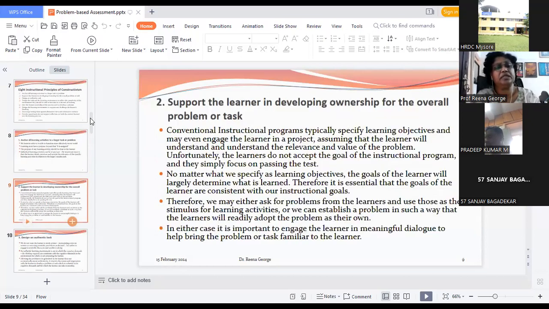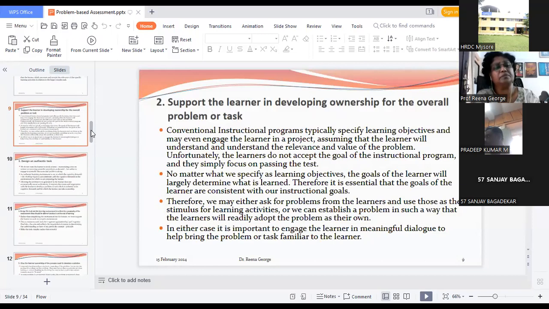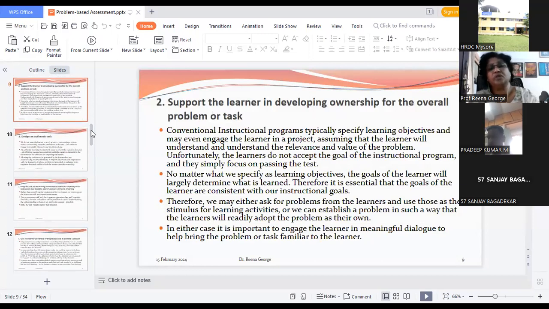The second one that we have seen is support the learner in developing ownership of the overall problem or task. Now, in a conventional instructional program, the learner is not responsible, or the learner is not owning any problem or task. It is solely the responsibility of the teacher to teach.